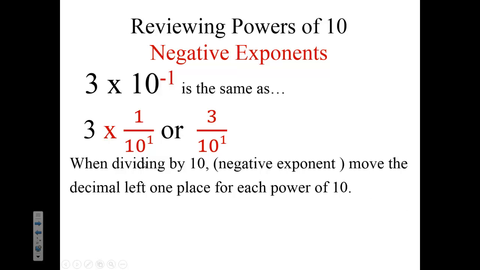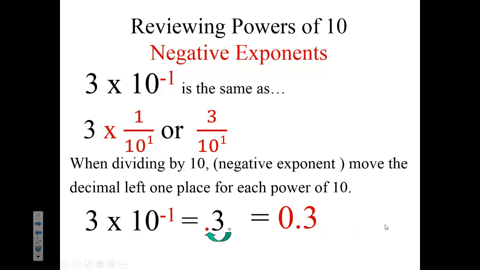multiplying by 10 with a negative exponent, you're going to move the decimal 1 place to the left for each power of 10. So I have a 3, I'm going to move the decimal 1 place to the left, and so 3 times 10 to the negative 1 is 0.3. Notice we put a 0 here in science. When we have numbers that are less than 1 written in standard form, we always start out with that 0 first. It lets us know where that decimal actually is.